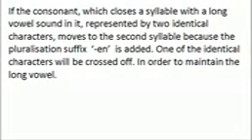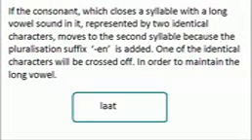If the consonant, which closes the syllable with a long vowel sound in it, represented by two identical characters, moves to the second syllable because the pluralization suffix en is added, one of the two identical characters will be crossed off in order to maintain the long vowel. See the example with the pluralization of laat, a form of the verb laten.